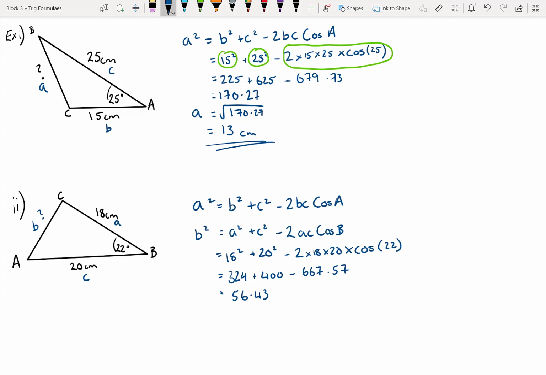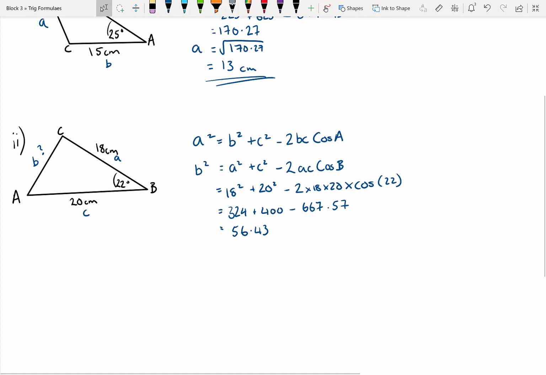That's far too big a number to fit in my triangle. And again, I found b squared. I don't want b squared, I just want b. So I need to do the square root of 56.43. And that gives me an answer of 7.5 centimeters. And again, that is a more reasonable number. That's a more realistic answer. It ties in with the numbers we've got there, and it is the answer.